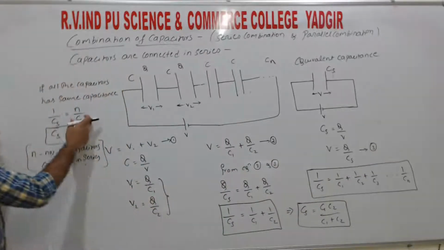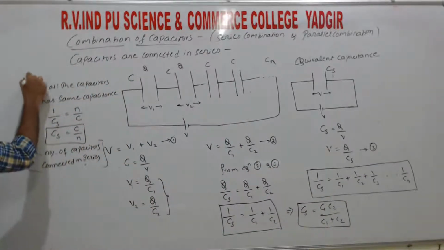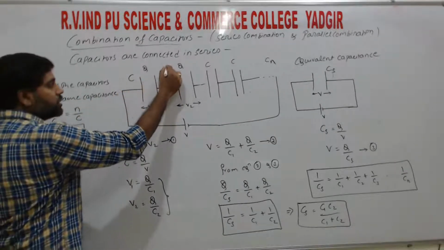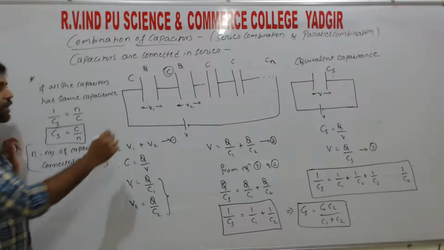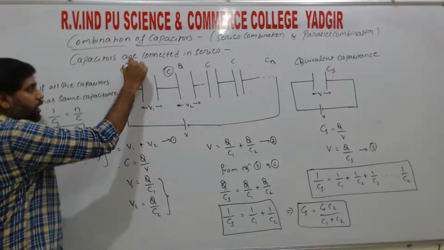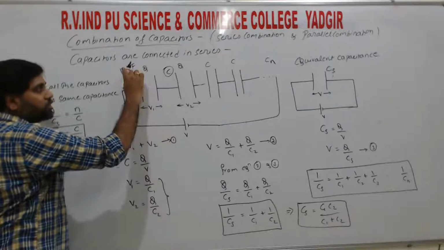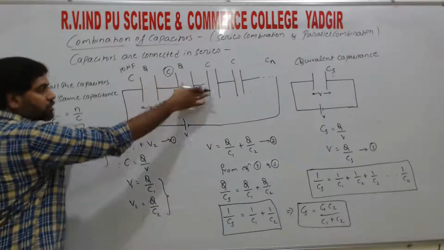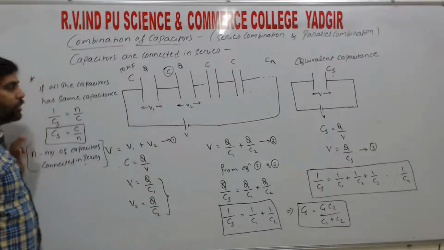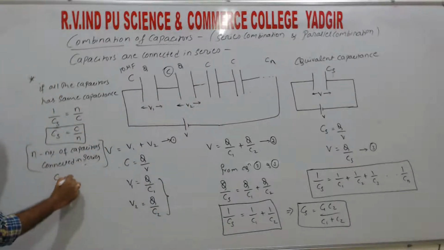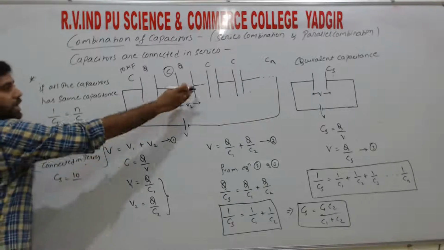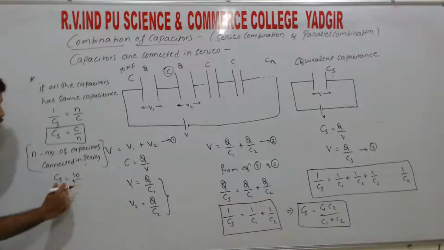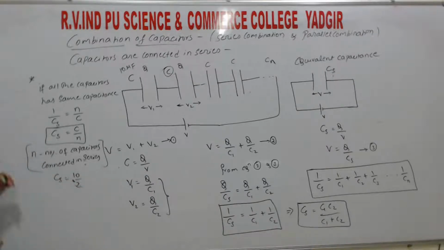So here all the capacitors are connected in series having the same capacitance, that means each capacitance value is C. So if the capacitance value is 10 microfarad, all the capacitance values are 10 microfarad. Then the equivalent capacitance of this series combination becomes Cs is equal to 10 divided by 4 if I connected 4, and 10 by 2 if I connected 2.